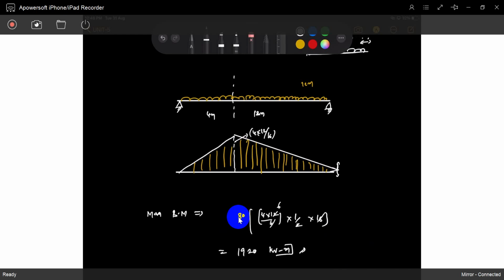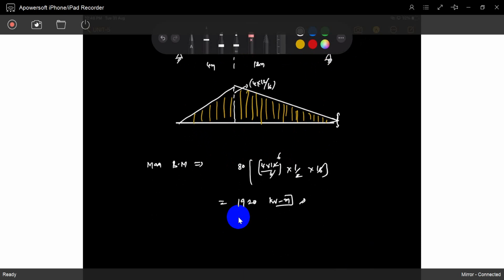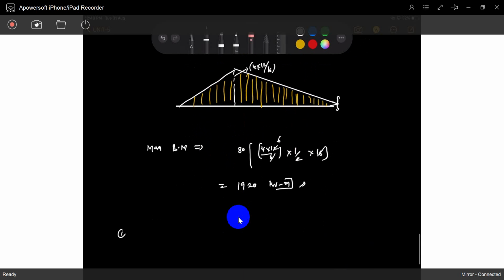Okay, anything. So next, if the UDL is 20 meters.